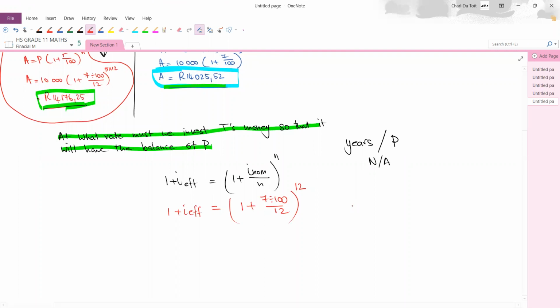You can just put that in your calculator as is. Bracket 1 plus 7 over 1200 to the power of 12, equals. Then I'm going to minus 1. That 1, take it over. Minus 1 equals. And then I'm going to multiply with 100. I lied to you. The effective rate, or do you get 7.23%?